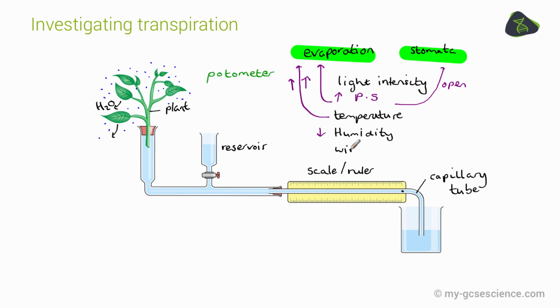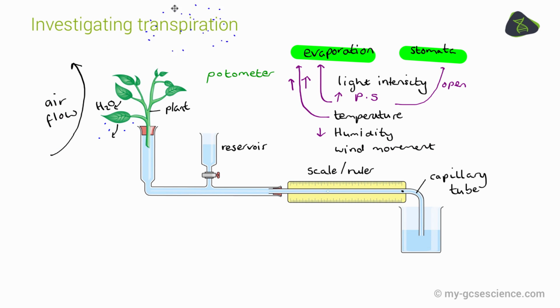Another factor is wind movements. If it's very windy, all these water molecules will be blown away from the leaf itself, leaving a very low concentration of water in the air around the leaf, meaning that more water will leave by diffusion from the leaf itself. So wind movement will increase evaporation as well.